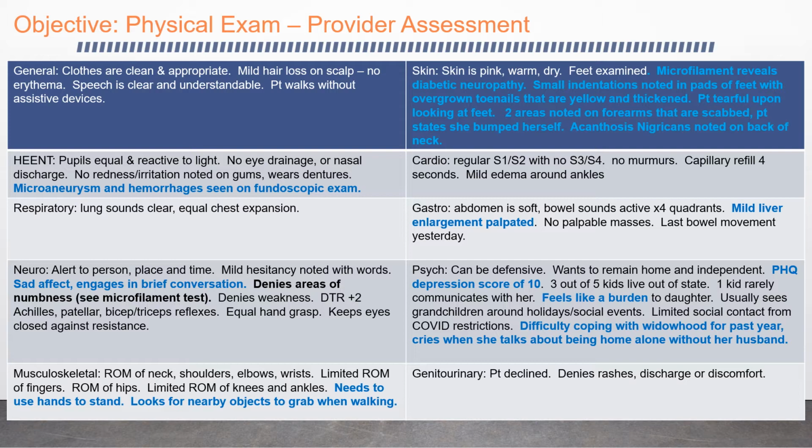She does look for nearby objects to grab whenever she's walking, and she has known that the osteoarthritis pain does limit her activities. While she declines a genitourinary exam, it's important again to ask if there's been any discharge, burning, frequency, urgency, incontinence, or blood in her urine. Patients with type 2 diabetes will often spill over glucose and sometimes protein, which can give off a frothy appearance or create a sweet smell to it.